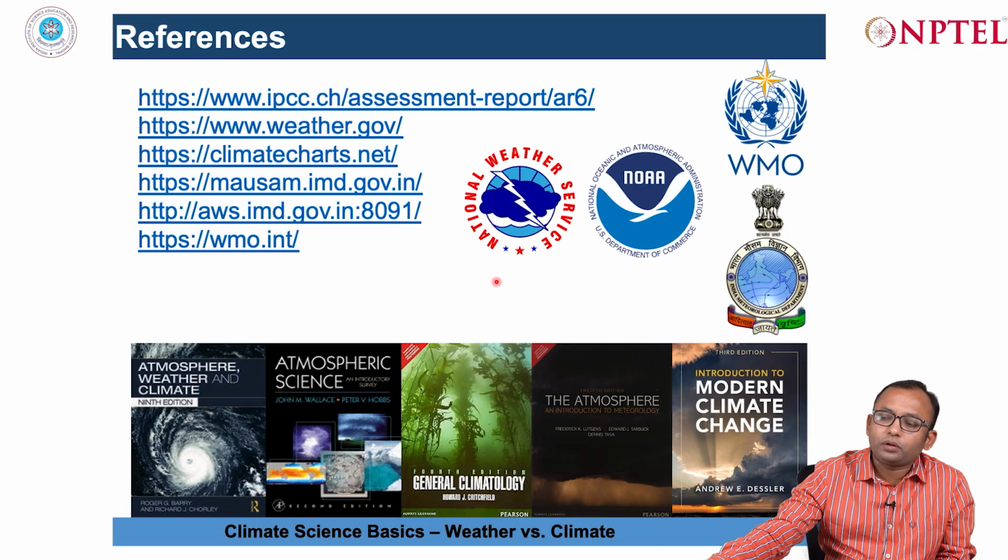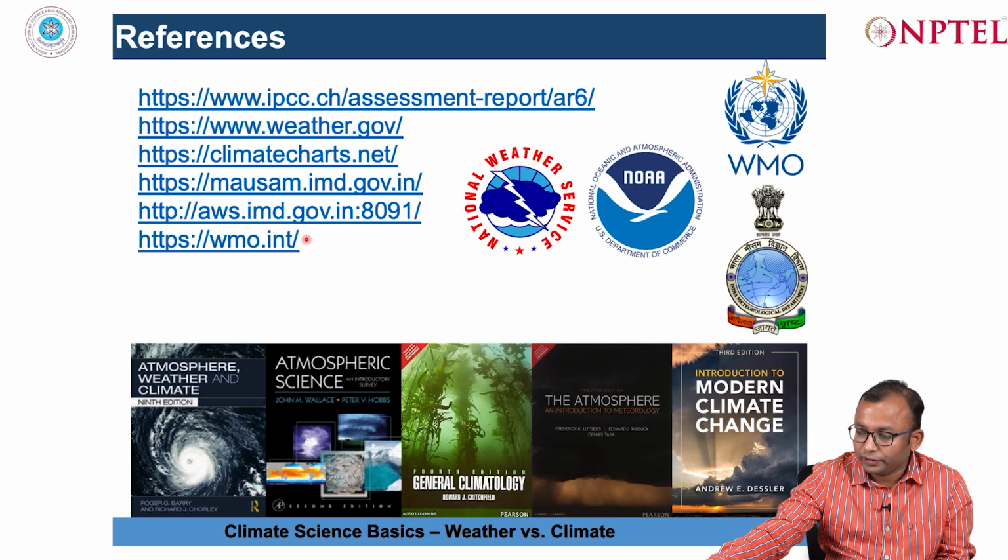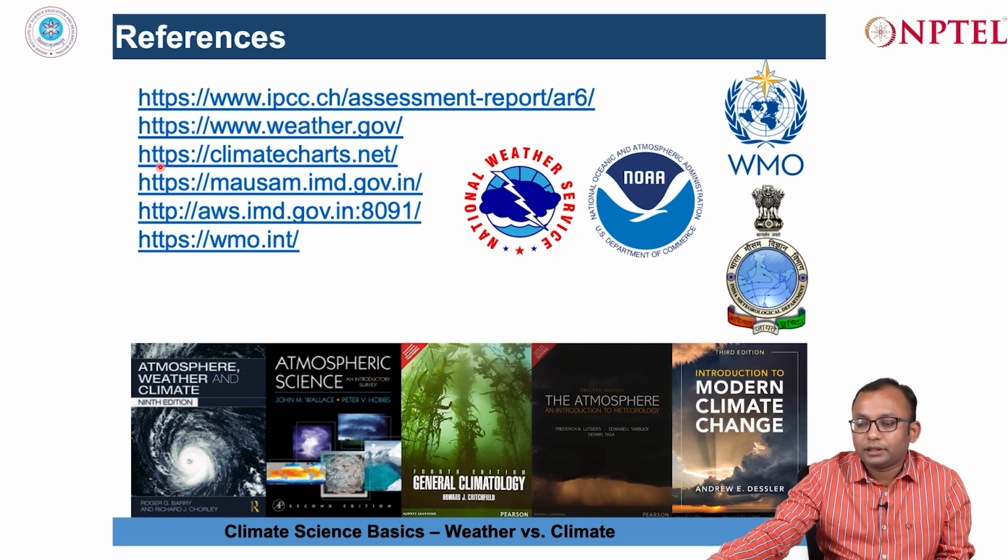For this particular course and whatever I have just covered, I have taken references from the IPCC report, the weather.gov site, and several other sites, for example Mausam IMD, AWS IMD, and WMO. These are some of the references I have used to give a brief overview of how you can differentiate between weather and climate when you are studying climate science or climate change.